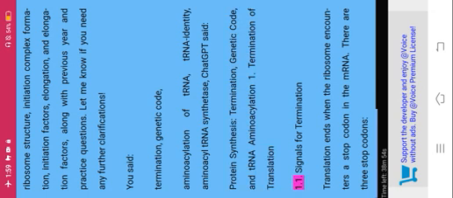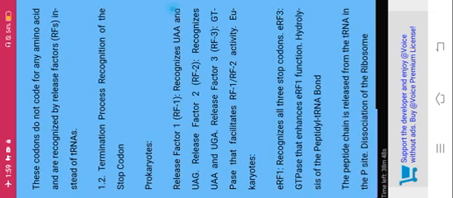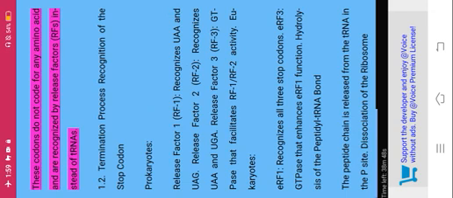Protein synthesis: termination, genetic code, and tRNA aminoacylation. 1. Termination of translation. 1.1. Signals for termination. Translation ends when the ribosome encounters a stop codon in the mRNA. There are 3 stop codons: UAA, ochre, UAG, amber, UGA, opal. These codons do not code for any amino acid and are recognized by release factors, RFs, instead of tRNAs.